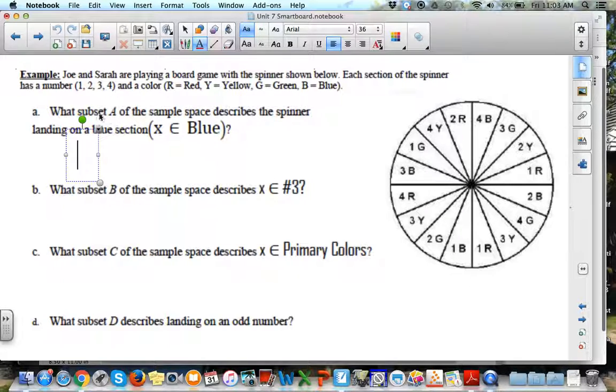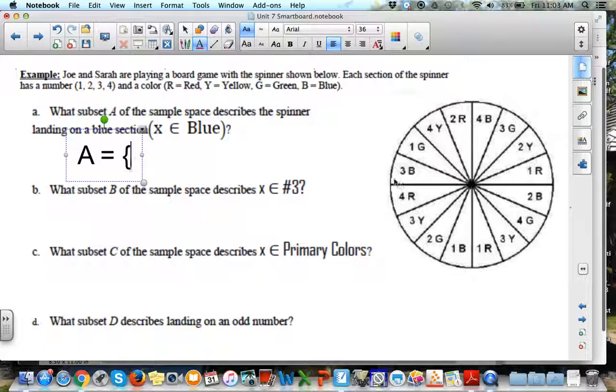It's the subset A of the sample space. The sample space is our spinner, and A describes the spinner landing on a blue section. So we're going to call this A. We're going to use our notation, and we're going to create our subset using curly brackets. We have to use those curly brackets. So we're going to look over here and find all of the options that are blue. It has nothing to do with the number. We're just looking for the ones that have blue in them.